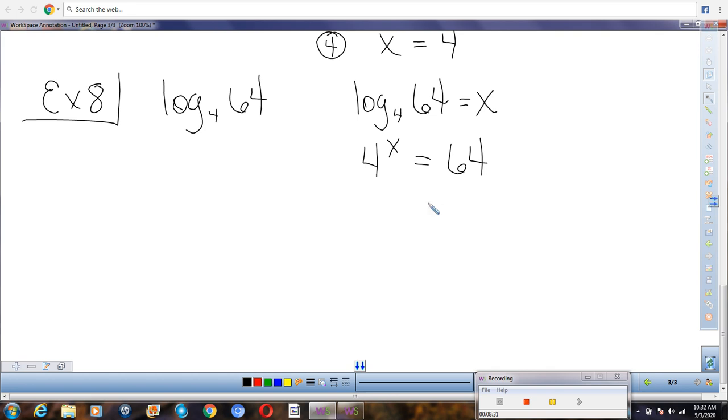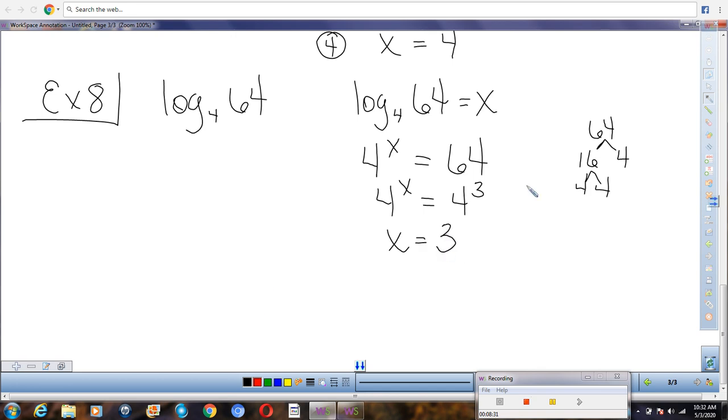Now we determine what base they have in common. Well, 64 can break down into a base of 4, which is 16 times 4, and 16 is 4 times 4. So on this side, we have 4 to the 3rd power equals 64, and this side is 4 to the x. Again, now that the bases are the same, we can set these exponents equal to each other. x equals 3.